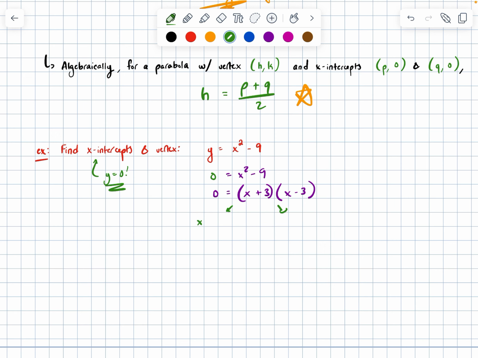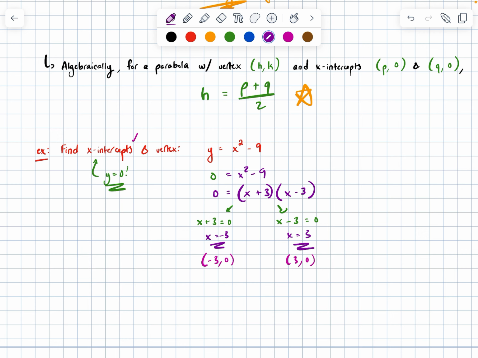From here, using my 0 property, I can now do some splittage. So either x plus 3 is 0, or x minus 3 is 0 if I multiply them to get 0. Subtracting 3 from both sides on the left reveals that x could be negative 3. Or on the right, adding 3 to both sides, x could be positive 3. So here are my intercepts, x equals negative 3 and x equals 3. If I want to be pedantic, that means that the points negative 3 comma 0 and 3 comma 0 show up on my graph. So my intercepts are done.